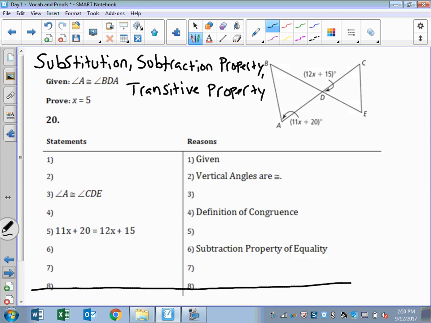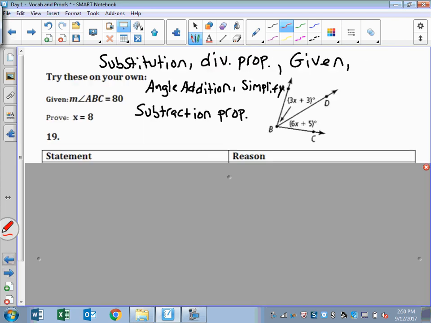And then for every proof, the last statement is going to be what you're trying to prove. So for number 20, we're trying to prove that x equals 5, so that's going to be your last statement. And for number 19, we're trying to prove that x equals 8, so that should be your last statement. So that should go statement F.